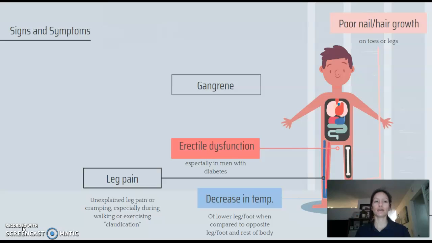Some signs and symptoms. The main one is going to be leg pain. So unexplained leg pain or cramping, usually during walking or exercising, is also termed claudication. Claudication is cramping pain in the leg caused by too little blood flow, usually during exercise. In men, usually with diabetes, one of the signs and symptoms can be erectile dysfunction. Others are gangrene, which is death of tissue, poor nail or hair growth, usually on the toes or the legs, and also a decrease in temperature, usually of the lower extremity of the leg or the foot, especially when compared to the opposite side.